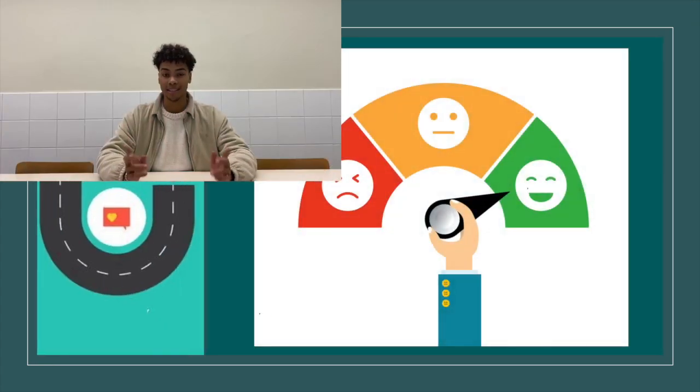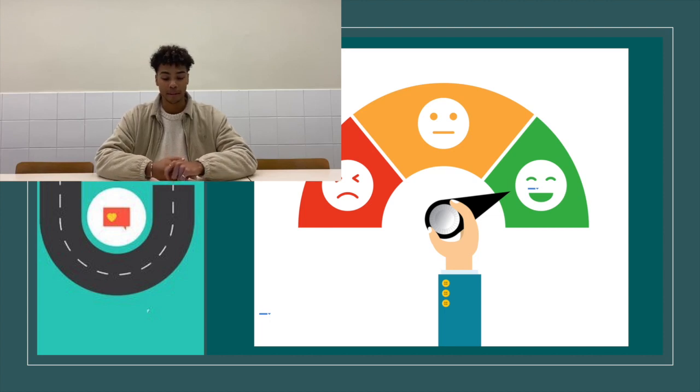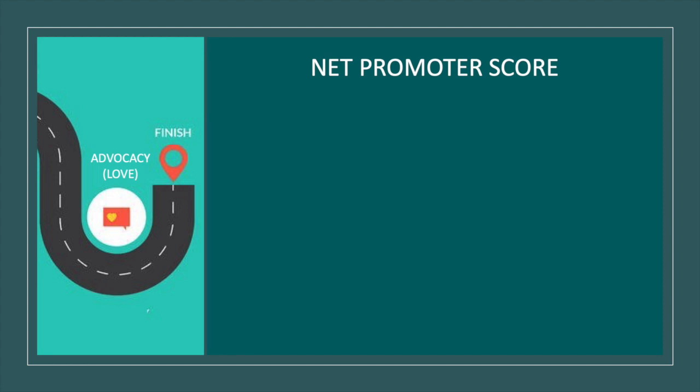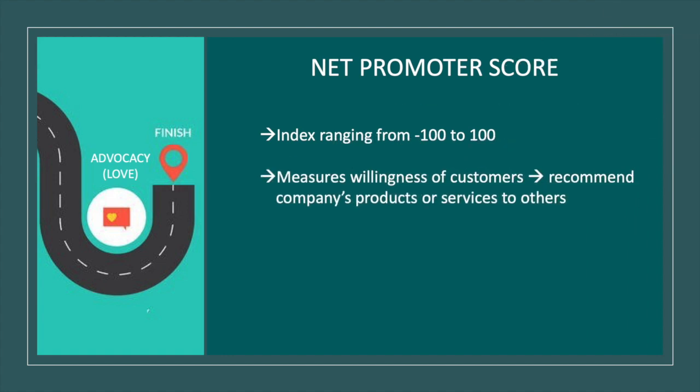Last but not least is the satisfaction of the customer. And the KPI with which the customer's satisfaction can be calculated is the Net Promoter Score. What is a Net Promoter Score actually? The Net Promoter Score is an index ranging from -100 to 100 that measures the willingness of customers to recommend a product or service from a company to others. It's used as a proxy for gauging the customer's overall satisfaction with a company's product or service, and also the customer loyalty to the brand.